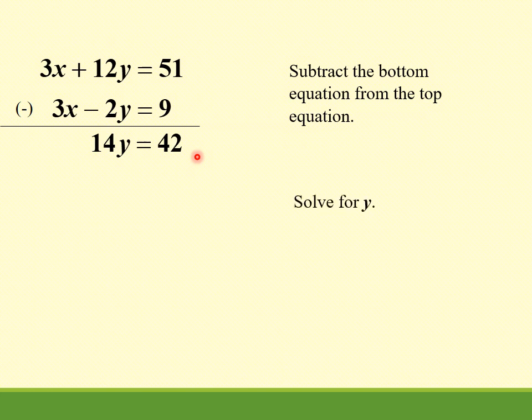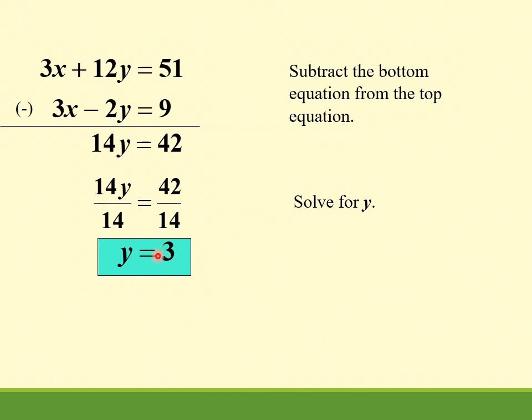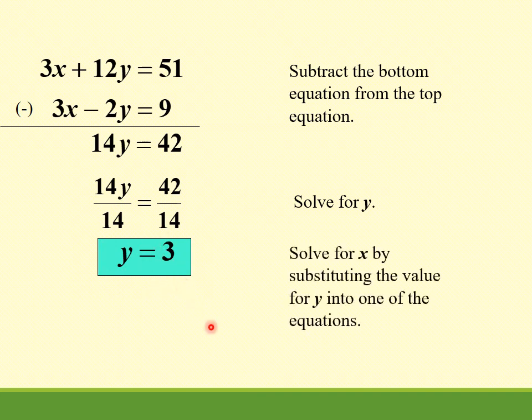So the next thing left for you is to find the value of y. How do we find the value of y? We are going to divide both sides by 14. Now if we divide 42 by 14, definitely you will see that y is equal to 3. So now we are going to solve for x.